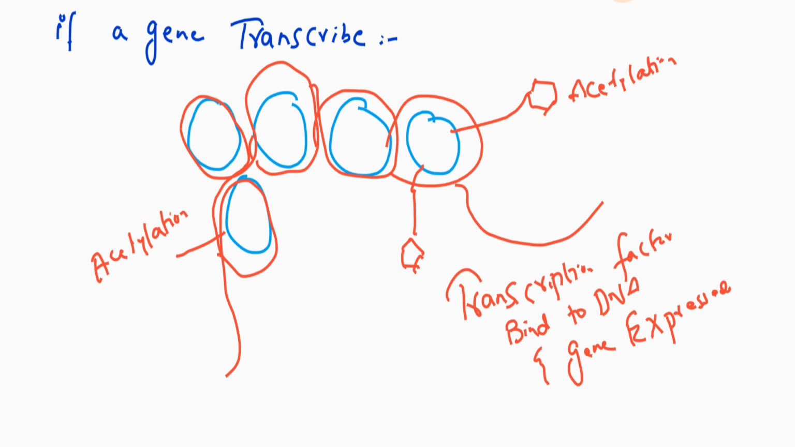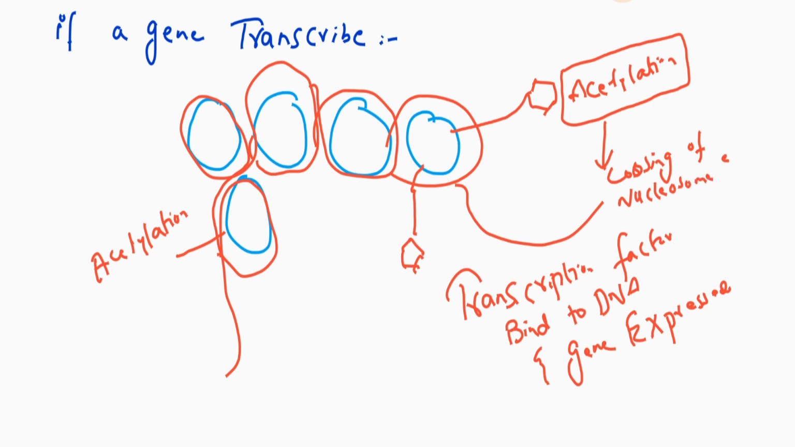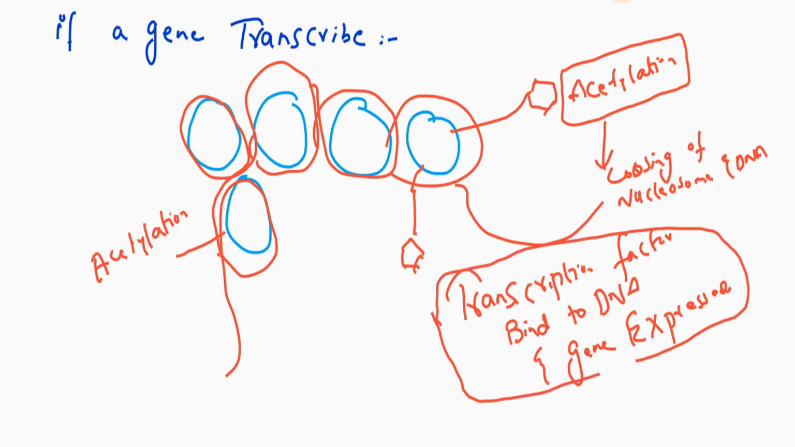Okay, I am going to repeat the case. When a gene is undergoing transcription, the modification in the histone, that is the acetylation of histone proteins, results in loosening of nucleosome and DNA packing. Due to loosening of nucleosome and DNA, the DNA is accessible to the transcription factor and it results in expression of genes.